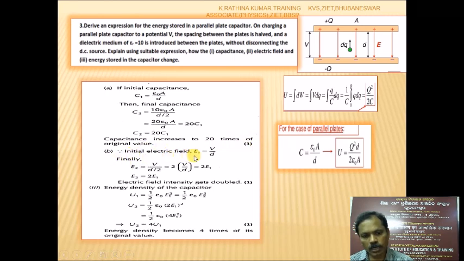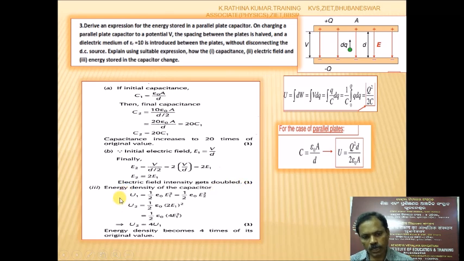Therefore, the initial electric field E1 is equal to V by d, potential by distance. Then E2 will be the potential divided by d by 2, so 2 into V by d, which is equal to 2 into E1. Therefore, the final electric field is equal to double the initial electric field. So the electric field intensity gets doubled.